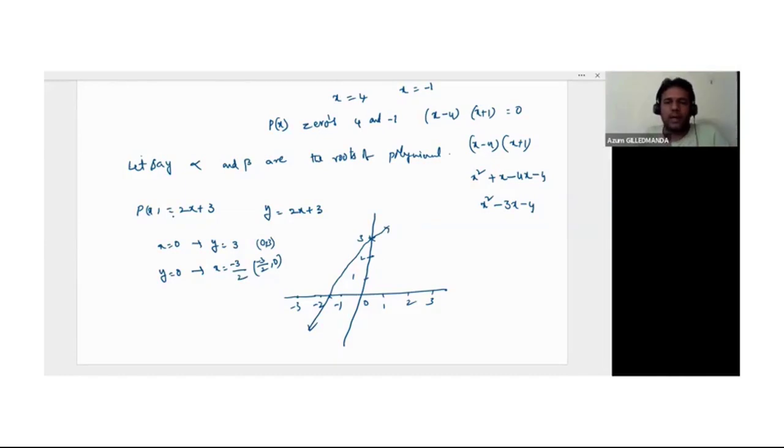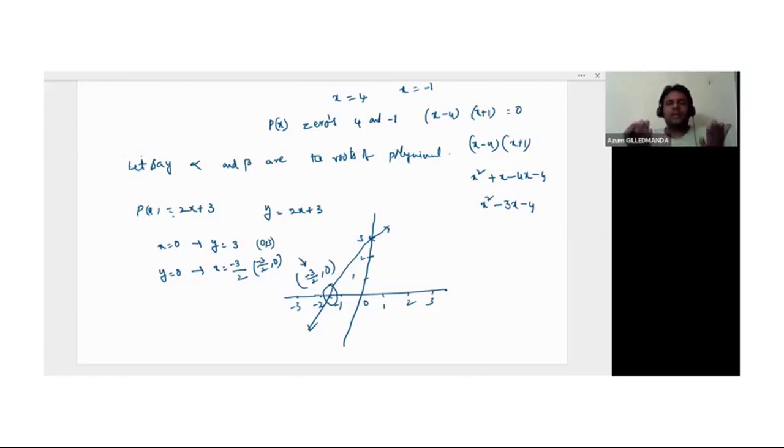So this is your linear polynomial. This linear polynomial is touching the x-axis at 1 point, minus 3 by 2, 0. What I'm trying to say is, if you draw a graph using a polynomial, it can be a linear, quadratic or cubic polynomial, the points at which it touches the x-axis will be the zeros of the polynomial. Here, it is touching the x-axis at minus 3 by 2, 0. That means the x coordinate, minus 3 by 2, will be your zero of the polynomial.